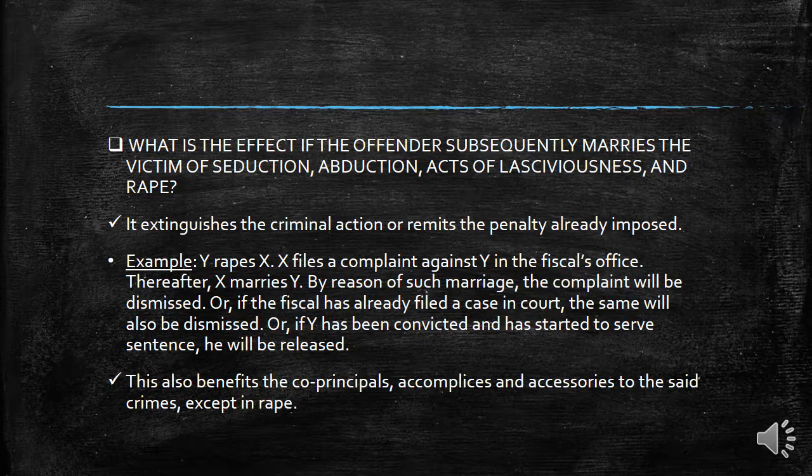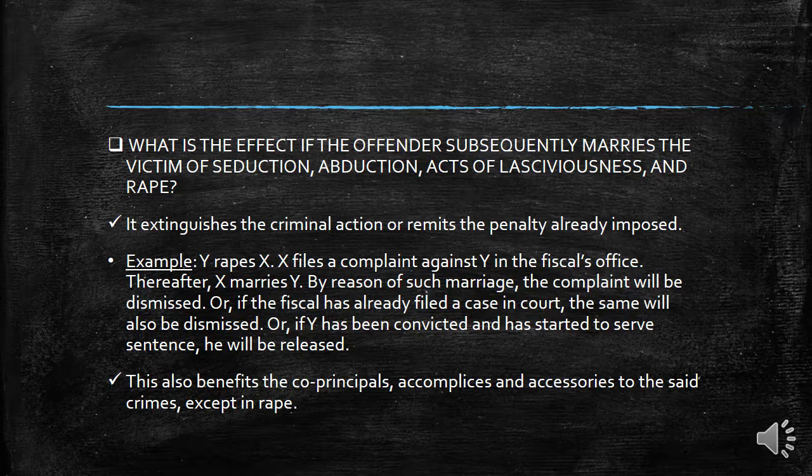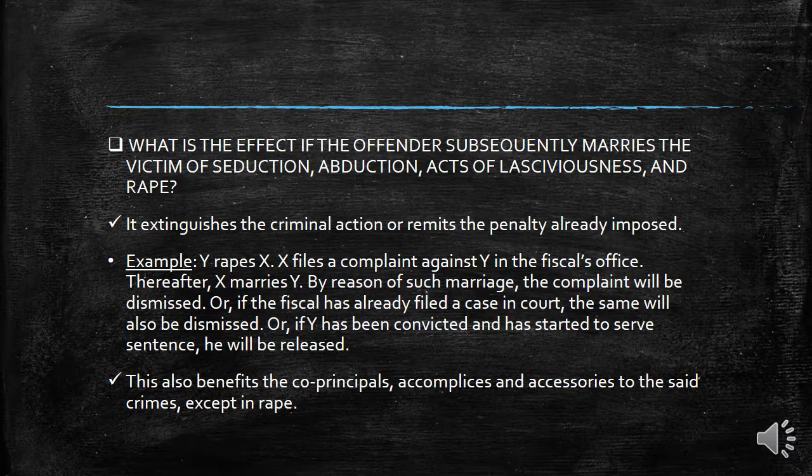This also benefits the co-principals of Y, the accomplices of Y, and the accessories of Y to the said crimes, except in rape. Take note. So, if Y has a co-principal, an accomplice, or an accessory to the said crimes, particularly seduction, abduction, and acts of lasciviousness, this co-principal, accomplice, or accessory will benefit from such marriage of the offended party with the offender, except in rape. So in rape, the co-principal, the accomplice, or the accessory will not be benefited.